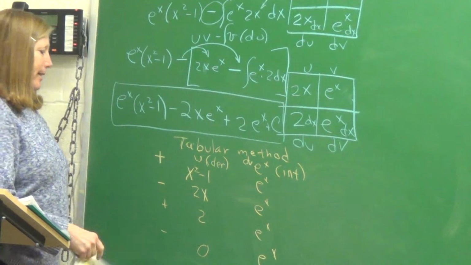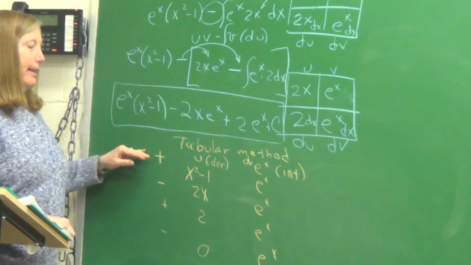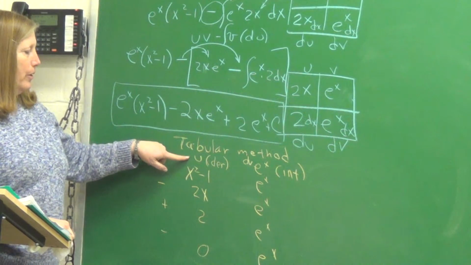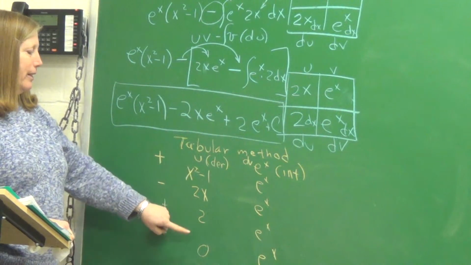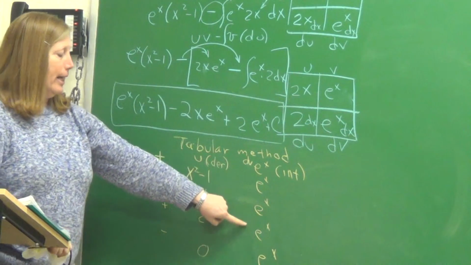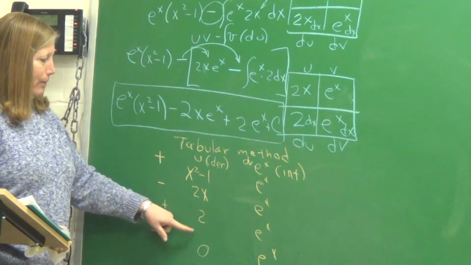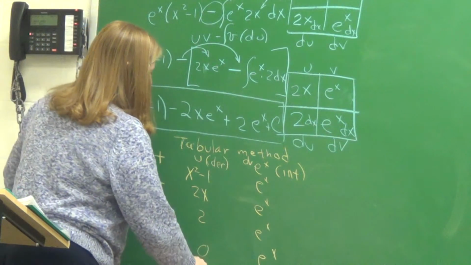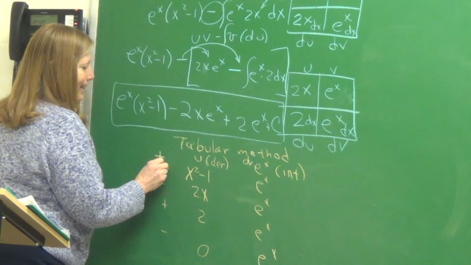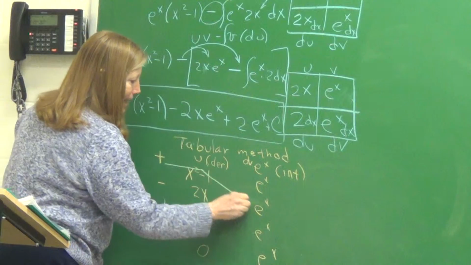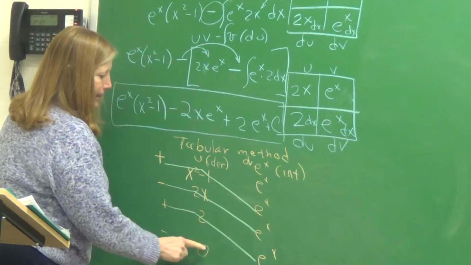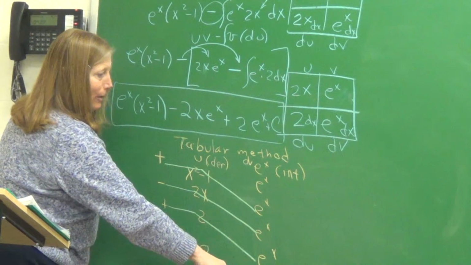So this table method works like this. You set the table up like this. You always go plus, minus. Then you take your u selection and take the derivatives until it reaches 0. Then you take your integral selection and you integrate it the same number of times: 1, 2, 3, 4 times in this one. So then the answer is only on diagonals. It's kind of funny, you go straight and then a diagonal, straight and then a diagonal, straight and then a diagonal. And then this one runs out, so there's no diagonal, so you're done.